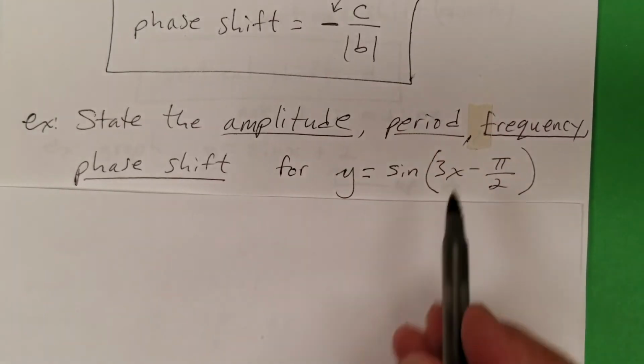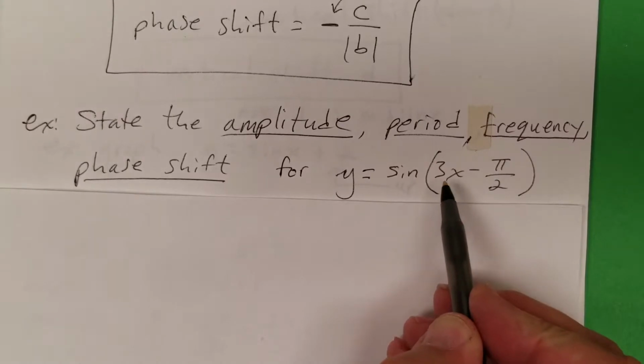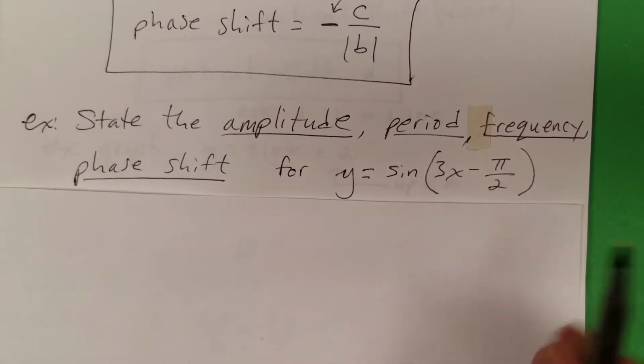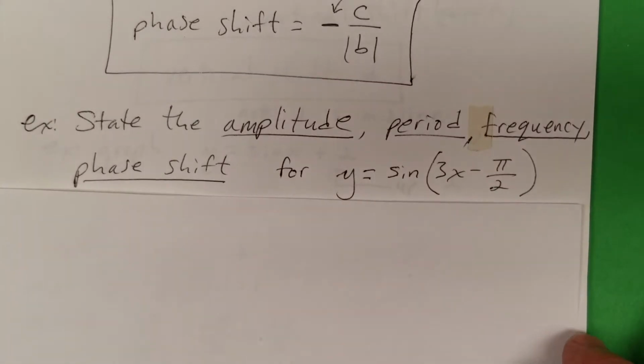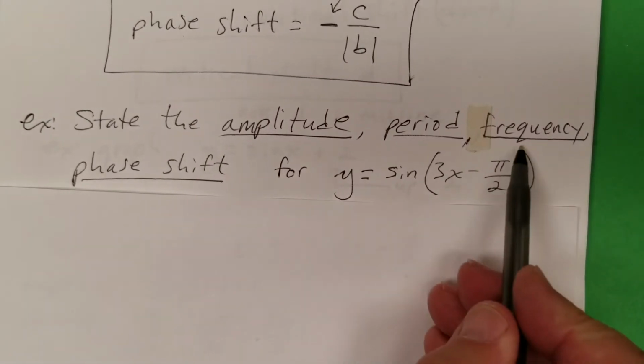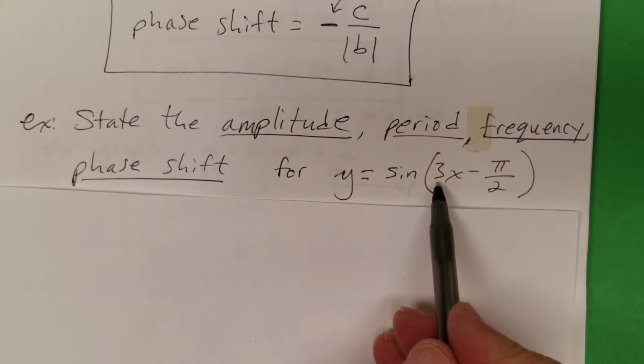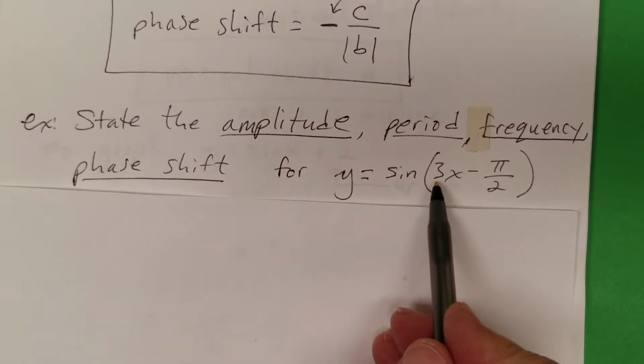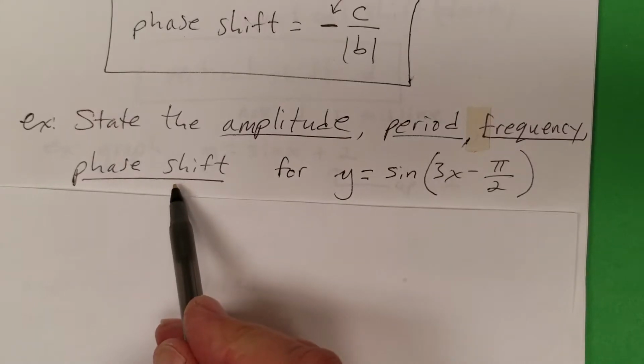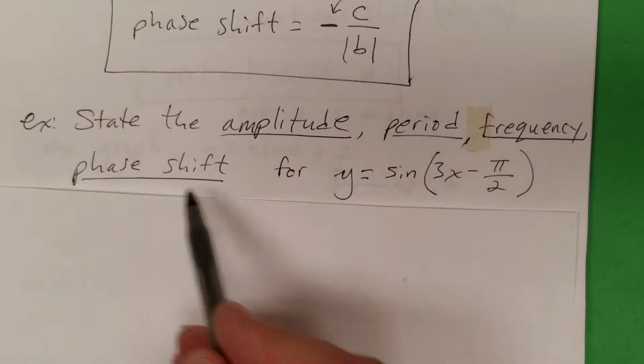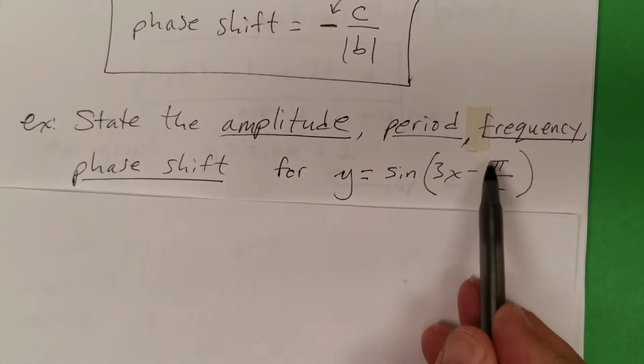What is the period? So the period uses the B number. Now, was it 2 pi over 3 or 3 over 2 pi? You got to remember. Right? How about frequency? It also uses this number. Right? So was it 2 pi over 3 or 3 over 2 pi? Phase shift. The phase shift uses the C number here.